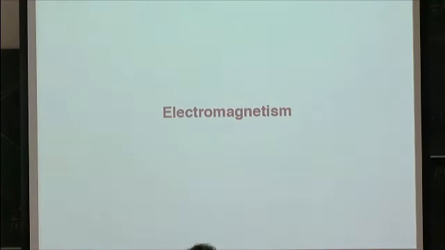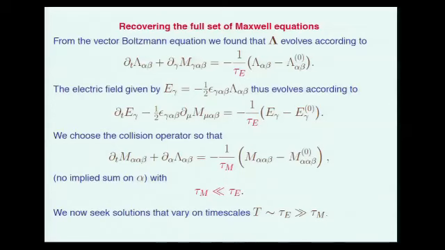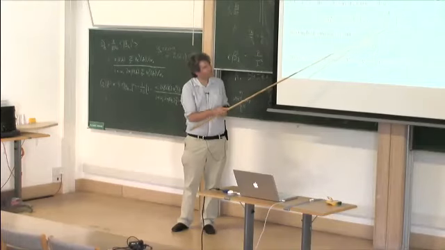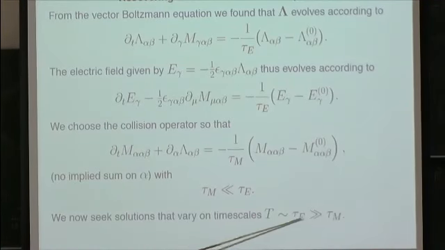I just want to finish off with a few minutes on Maxwell's equations. So if I start with my full evolution equation for lambda, which I got from taking moments of my magnetic Boltzmann equation, my electric field, which is going to be the antisymmetric part of lambda, evolves according to this. And I can choose my collision operator to apply a collision time to m that's much shorter than the collision time for E, and seek solutions where on a time comparable to tau E, which is much bigger than tau m.